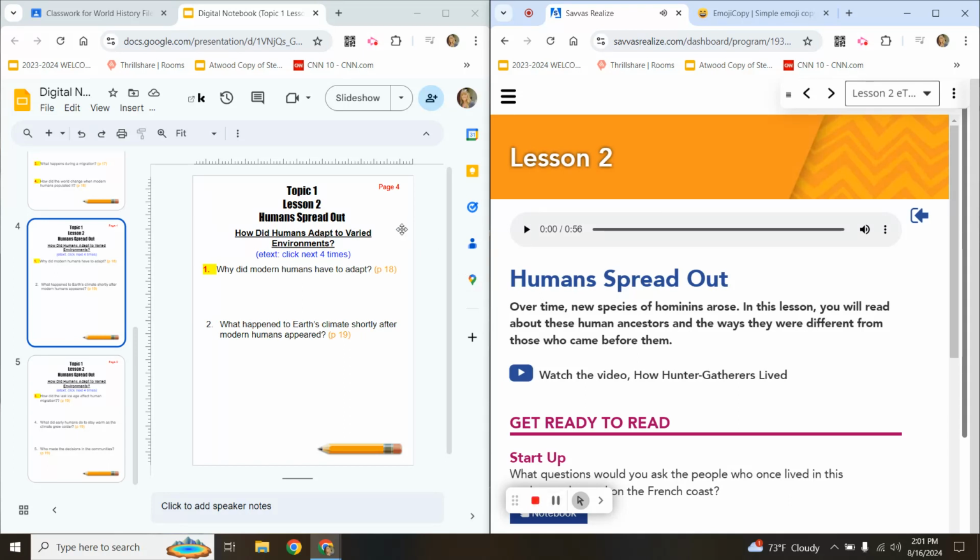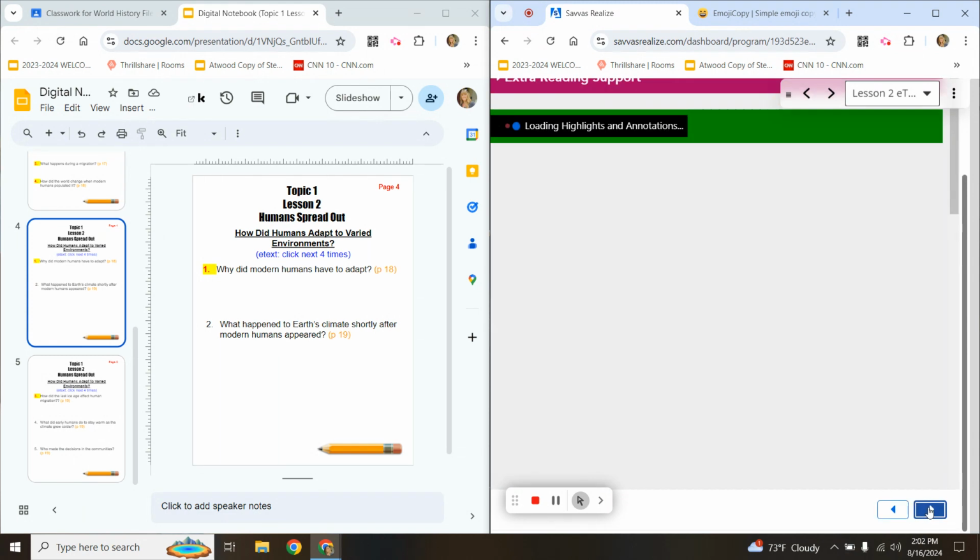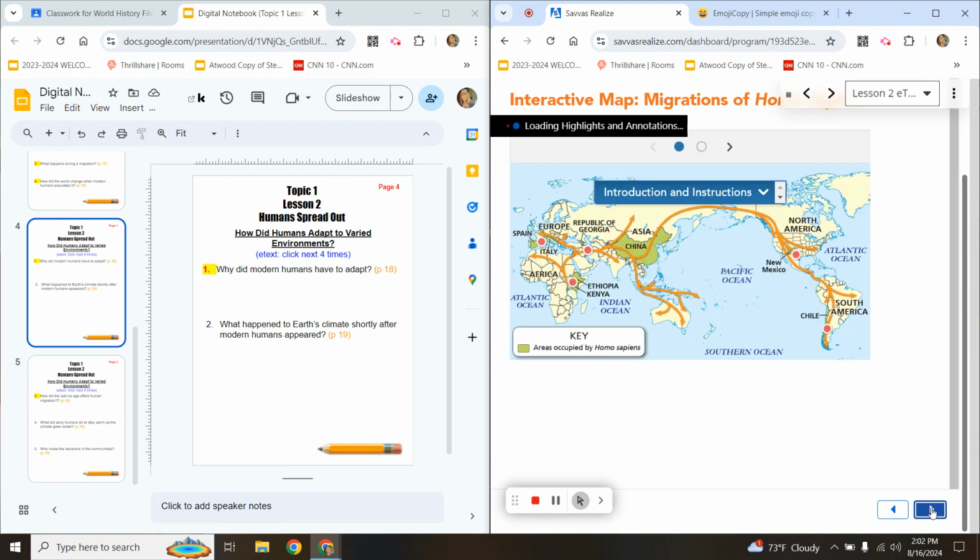We are on page 4 of our Topic 1 Lesson 2 digital notebook, "Humans Spread Out." As it says, if you are in the e-text, you click next 4 times. So I'm going to go ahead and do that. So 1, 2, 3, and 4.